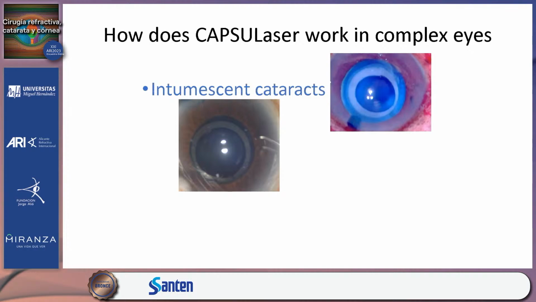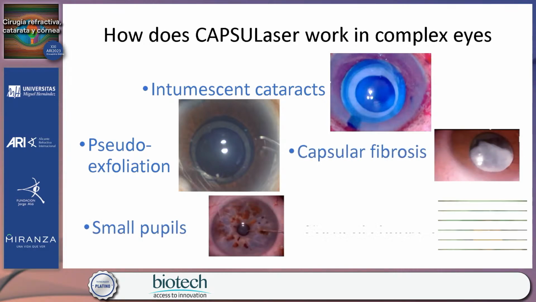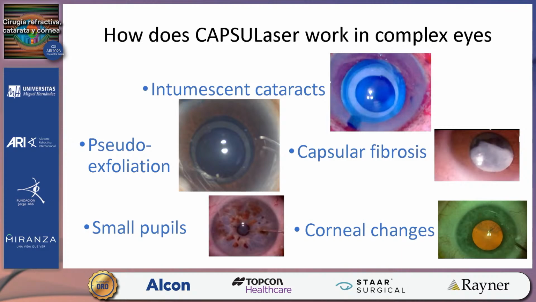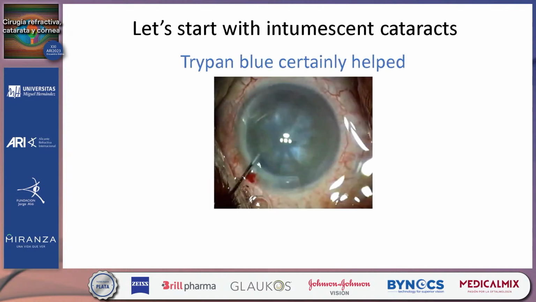So how does Capsulaser work in complex eyes? You've already seen from the previous presentation what is required in standard eyes. So let's have a look at intumescent cataracts, zonular issues, small pupils, capsular fibrosis, and corneal changes. Let's start with intumescent cataracts.